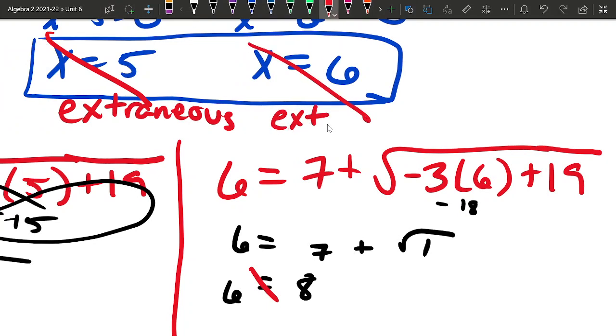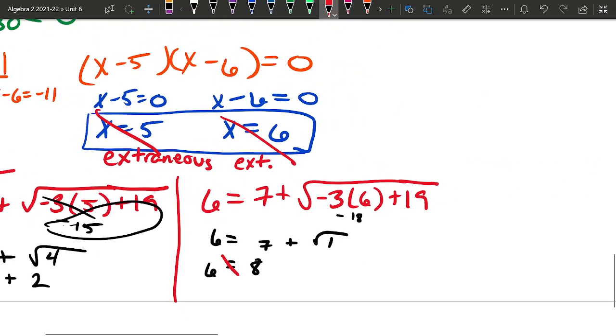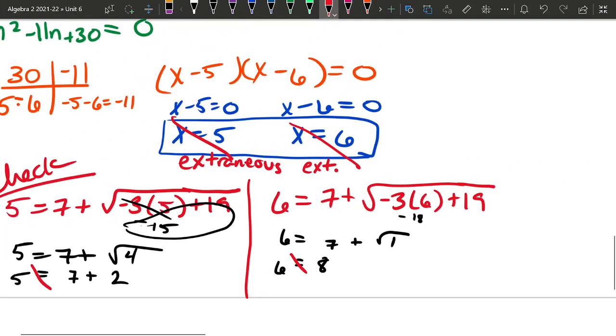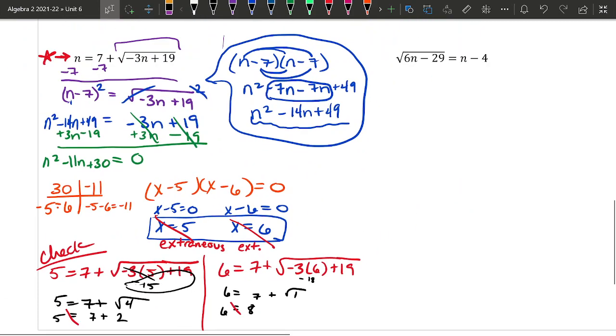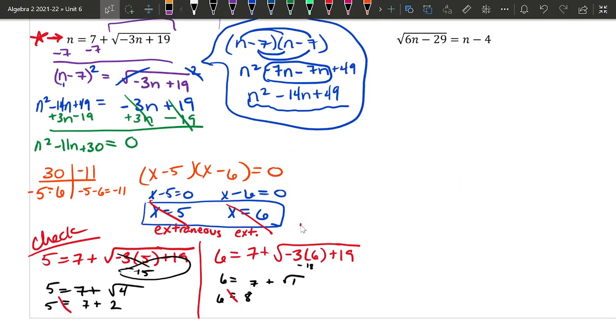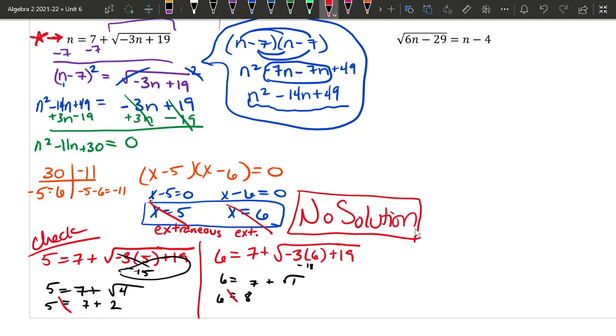Label it as extraneous. Since both of my solutions are extraneous, that means there is no solution. So, no solution is the answer to that one. Since they both failed the check, then there is no solution. And then I have one more example for you today.